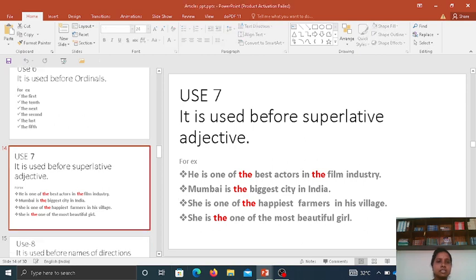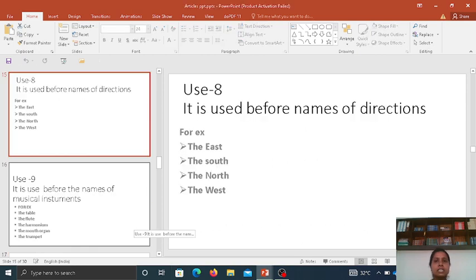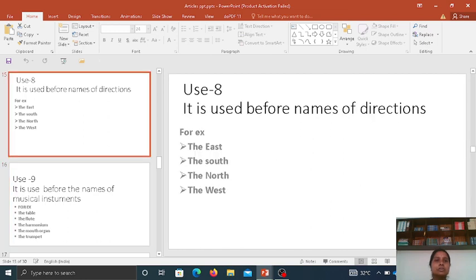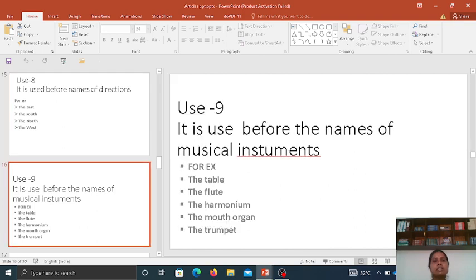The next use is that it is used before the names of directions. Do you know there are 4 directions? The east, the south, the north, the west. In this way we have to use "the" before those directions. Again, the 9th use of "the" is that it is used before the names of musical instruments like the tabla, the flute, the harmonium, the mouth organ, the trumpet.